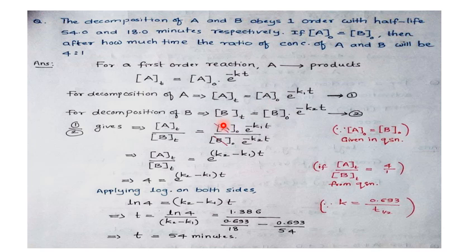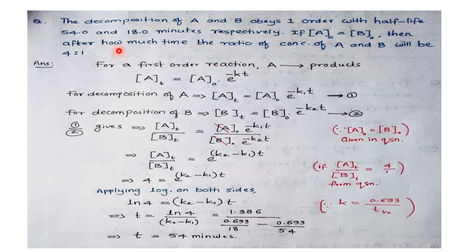I have cancelled A naught and B naught because in the question it is clearly mentioned A naught equal to B naught. So just cancelled out. Finally e power k2 minus k1 into t. So it is again given question. Now this is the question.